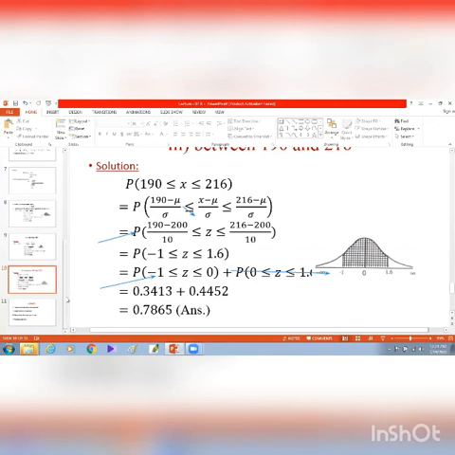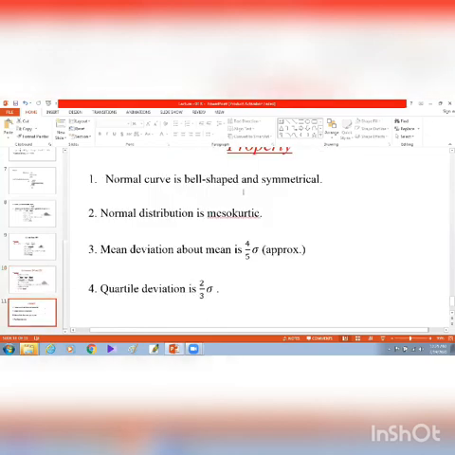Okay, dear students, this is all about today's solution of the problem. If you understood how to use the normal table, as well as how to convert the normal variable to the standard normal variate, then you will be able to solve the problems of the chapter. In the next class I will explain the properties of normal distribution.